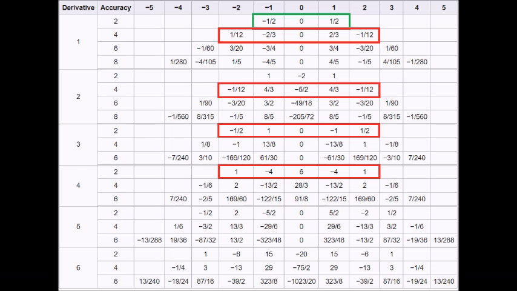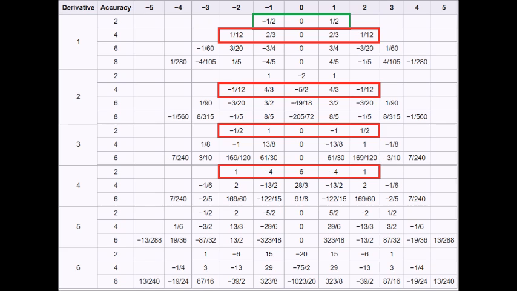I have pulled this summary table from Wikipedia, which organizes the coefficients quite nicely. In red, I have highlighted what we just found. The green box represents what we found in part 1 of this lesson series. What other patterns do you observe in this table? And why do you think that might be?